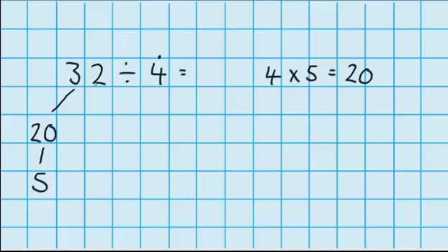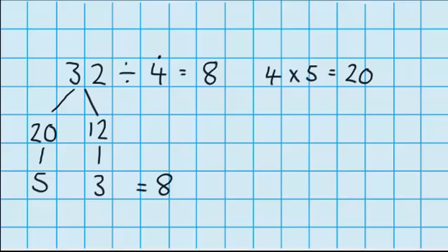Now the question says I need to share out 32, but so far I've only shared out 20. That means I must have 12 more items to share out. So I still need to share these 12 items between my 4 groups, and if I do that, that means I'll need to put 3 items in every group. So in my first share I put 5 items in every group, and in my second share I put 3 items in every group, which means in total I put 8 items in every group. So 32 divided by 4 is 8.